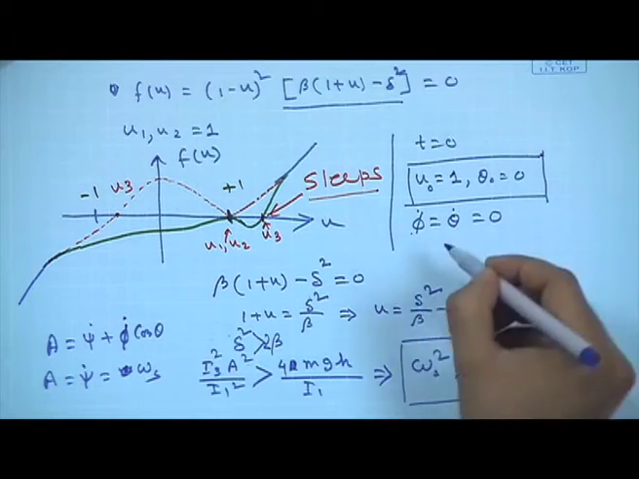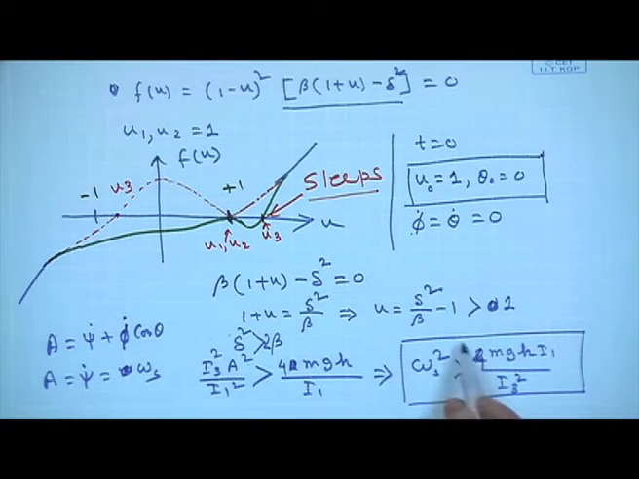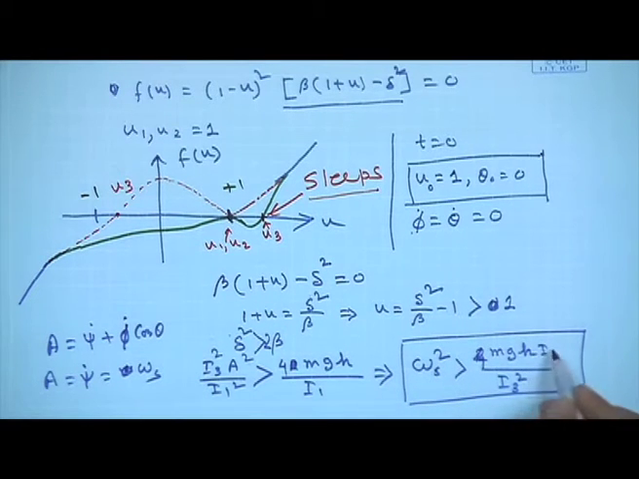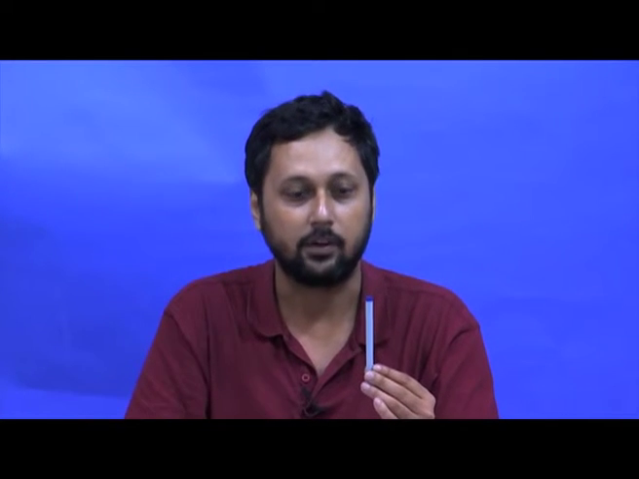In addition to these two initial conditions, the spin speed also has to be above a certain limit, where Ws square has to be greater than 4 mgh I1 by I3 square. So this is the condition for a sleeping top. If all these conditions are met, if you release your top exactly at the vertical position with a sufficient spinning speed, it will stay like this forever.